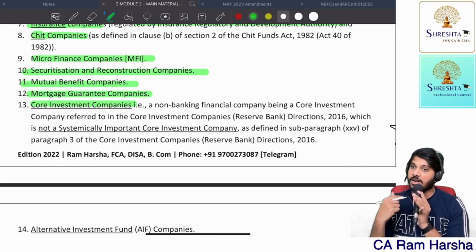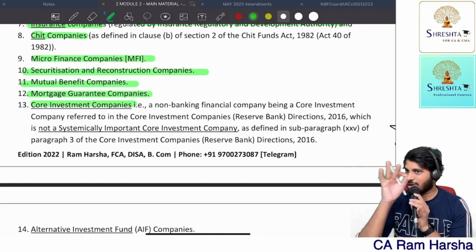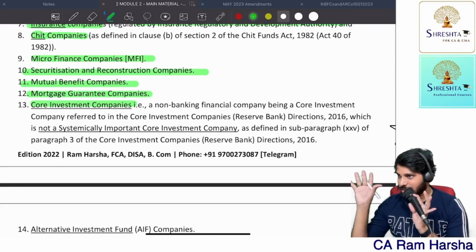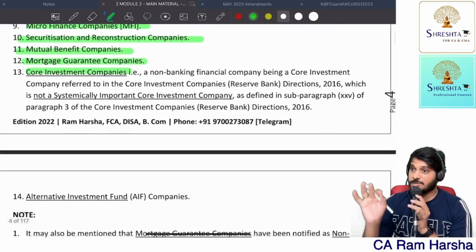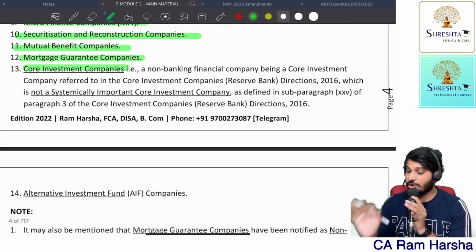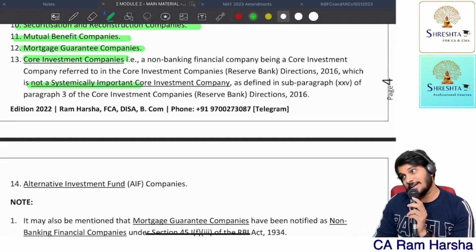If the fellow defaults, I will pay you. For this, the mortgage guarantee company will collect charges from me. So that's called a mortgage guarantee company. Able to understand? That is actually an NBFC and still exempted. Core investment companies are exempted, provided which core investment company? Core investment company which is not systematically important.